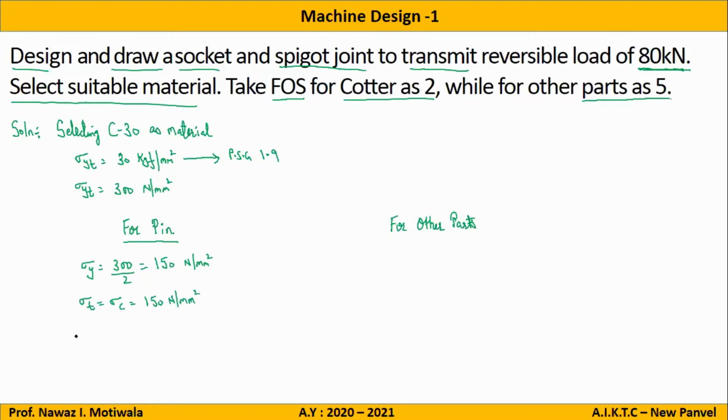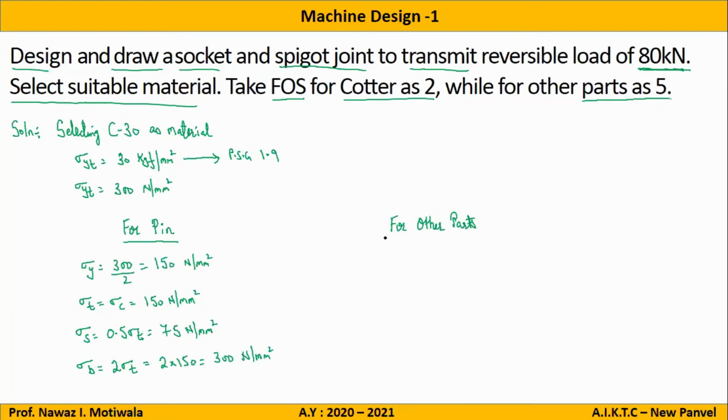And if this is sigma t, sigma s is 0.5 times sigma t, so it will be 75 newton per mm square. And we know that sigma b, bending, is equal to 2 times sigma t. So it will be 2 into 150, which is equal to 300 newton per mm square. So wherever I go for pin design, I will use these values or compare with these particular values.